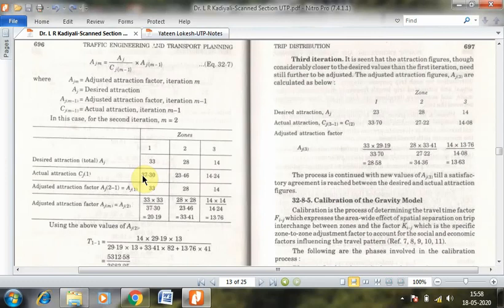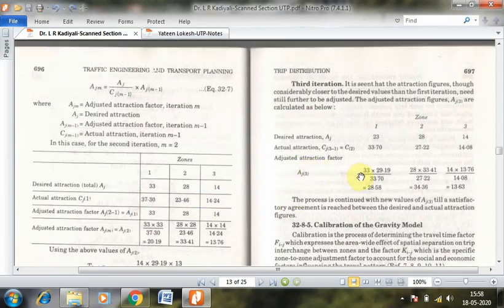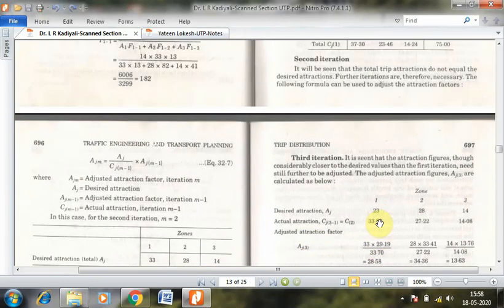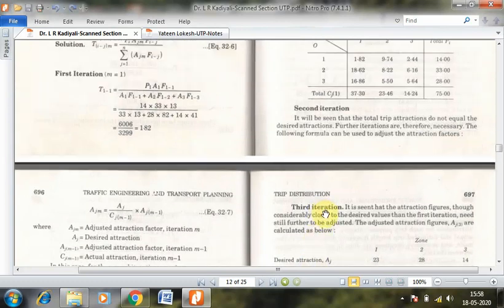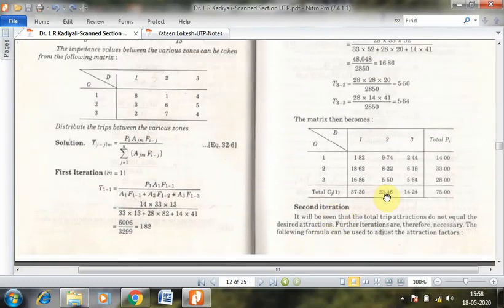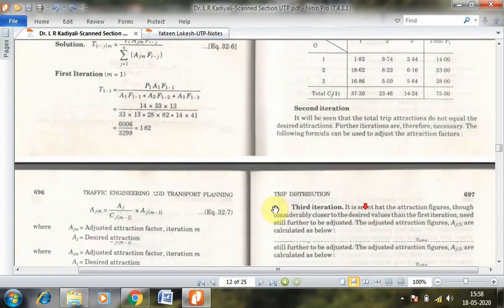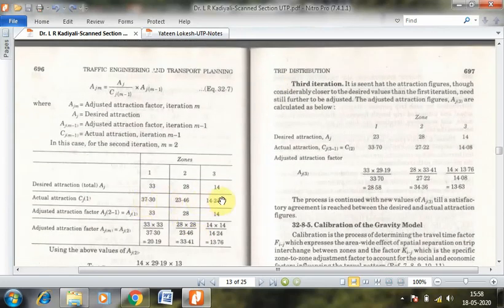And then the actual attraction that you have got as per your calculation, that is 37.30, 23.46 and 14.24. All these values need to be written here. These are the actual attraction factors from the previous iteration, that is iteration 1, which is why you denote it as Cj1. Then the adjusted attraction factor, that is Aj2 minus 1, is Aj1.